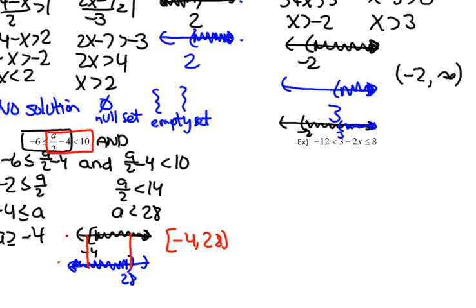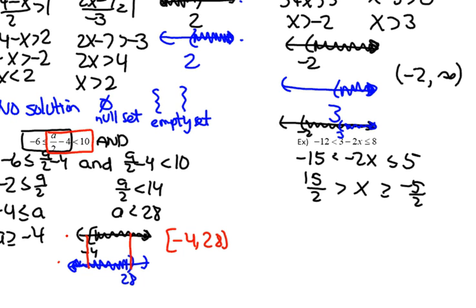Okay, so let's solve this last compound inequality. I'm going to leave it as one big one instead of separating. So I'll subtract the 3. And then I'm going to divide everything by negative 2. Now remember, the inequality signs do change. But remember what this means. X is greater than or equal to negative 5 halves and X is less than 15 halves.